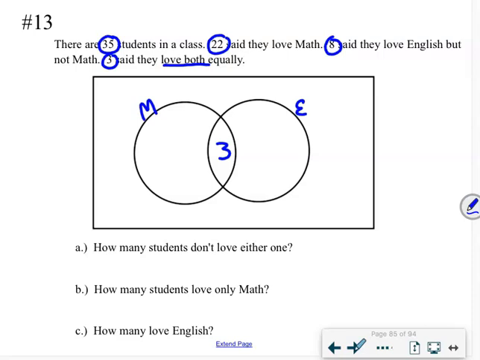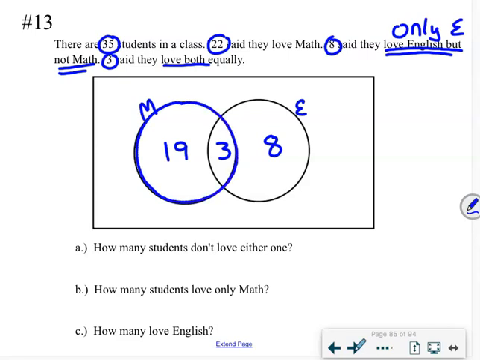8 people said they love English, but not math. So that's another way of saying only English. So 8 people love English that don't love math. So that's different than the 3 people that are in the overlap. 22 total people said they love math, but we already have 3 in the math circle, so we need 19 more. Remember, if it doesn't say only, these 2 numbers have to equal 22. So we can't put 22 in there right away.